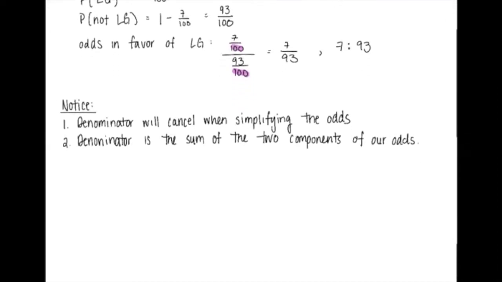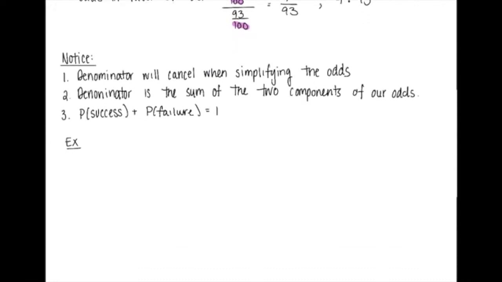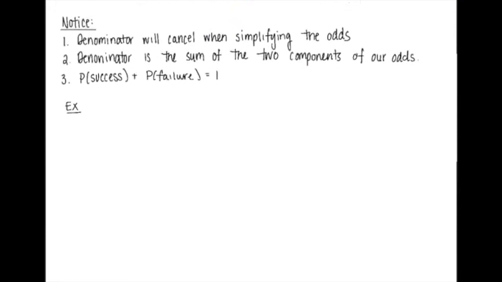So this observation is going to help us in our next example and when we have to reverse engineer. Okay. And our third observation is that our probability of success plus our probability of failure should always equal 1. So you can always double check yourself. Okay. So let's try one last example, and then we will be done with section 11.2.